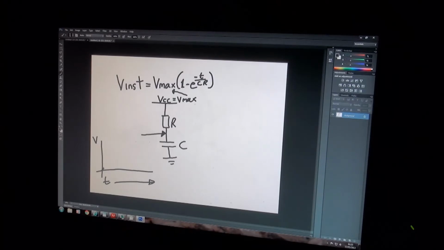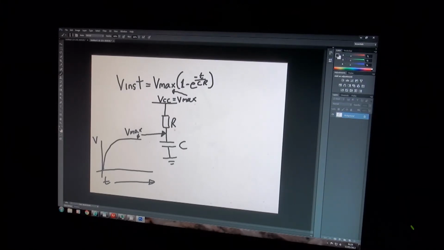And you get a graph that might look like this, if I can just get it right. Just like that, something like that. So at the top of the graph we can see the voltage across C flat lines, and this voltage at this point will be the maximum voltage. And once C charges to its maximum voltage, no further current flows.